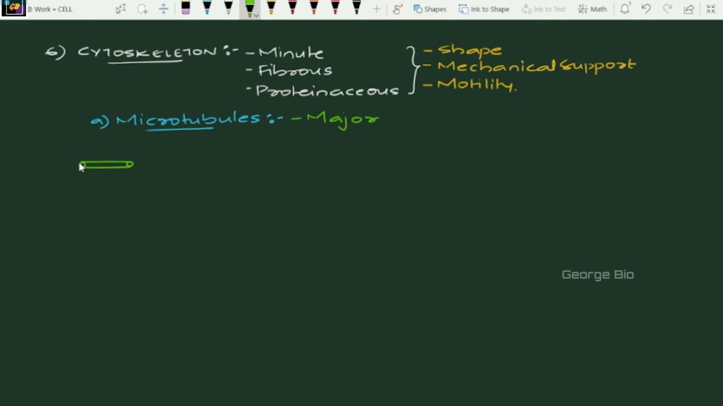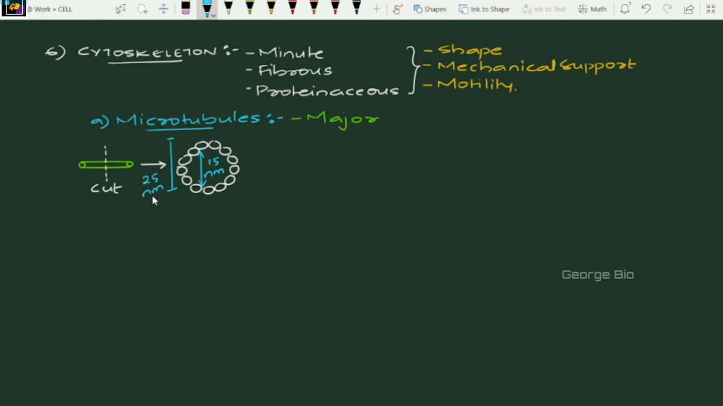It's a tube-like structure. And if you cut it and observe its transverse section, it will be looking like this, where it consists of 13 protofilaments. All together they join and help in formation of a microtubule. It means a complete microtubule consists of how many protofilaments? 13 filaments are present. And the inner diameter is about 15 nanometer, and the outside is 25 nanometer of diameter.